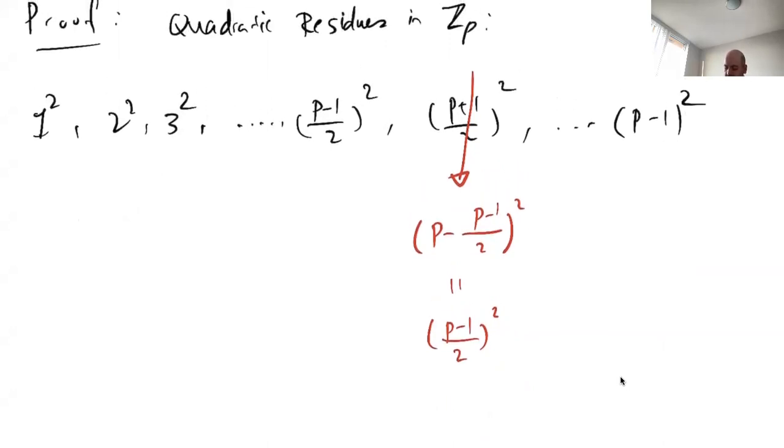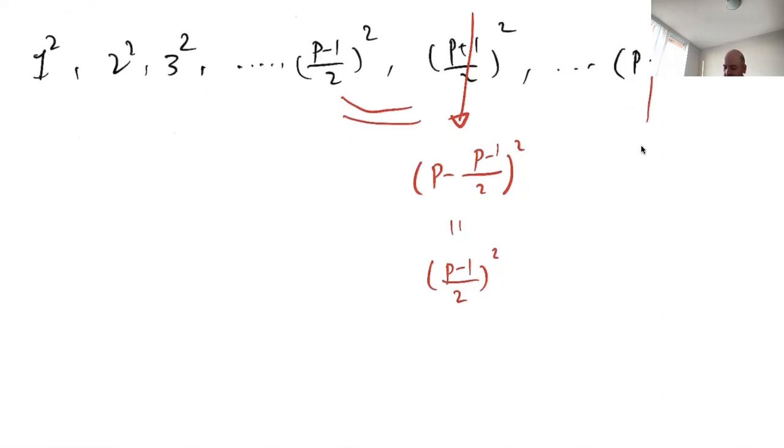So these two are equal. Then you will see that the one after this term is equal to the one before this term. The one before this term is (p minus 3)/2, and the one after this term is (p plus 3)/2. So the squares of them will be equal. And so on, all the way until the first one will be the same as the last one, right? So (p minus 1) squared is the same as, because p is 0, minus 1 squared, which is the same as 1 squared.